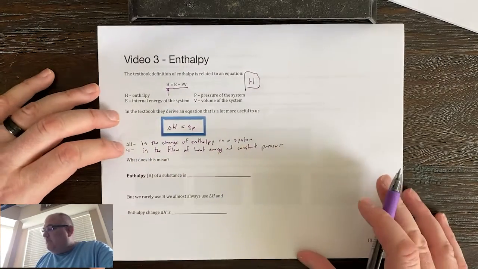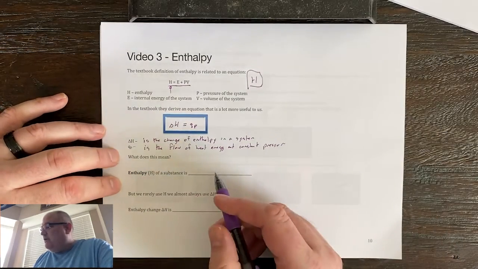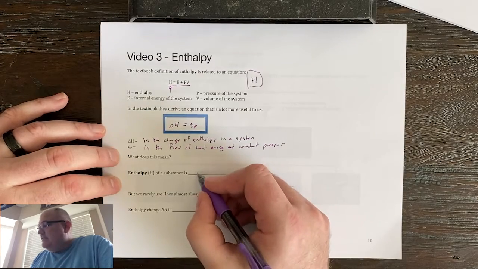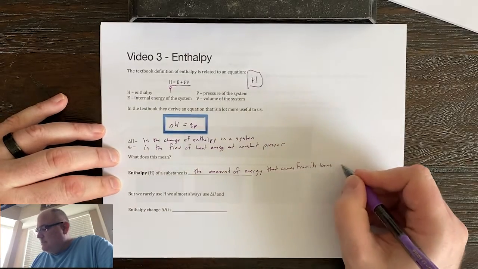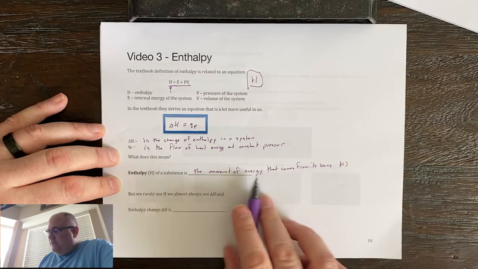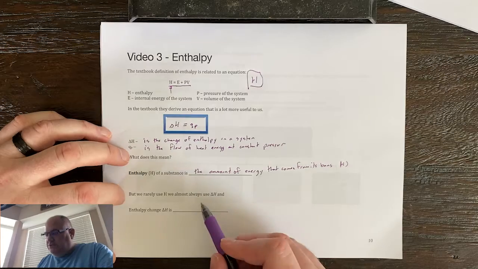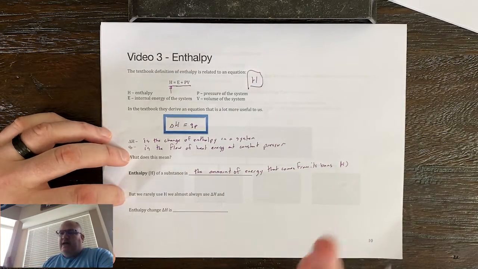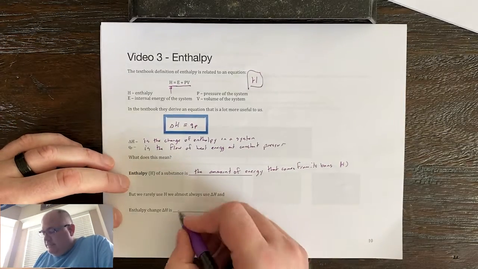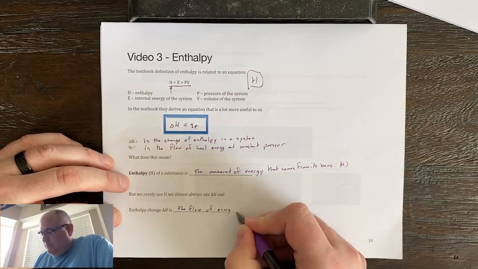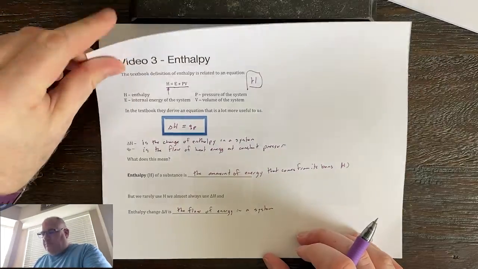It also gives us a little bit better of a definition for enthalpy because there are two definitions. The wordy one I'm going to give you right now says enthalpy is the amount of energy that comes from its bonds. Notice how we just used the symbol H, but we rarely use H. We almost always use change in enthalpy because we're concerned about energy being transferred from one thing to another. So enthalpy change, which is a lot better, is the flow of energy in a system. We're going to use that as our definition for enthalpy, or change in enthalpy.